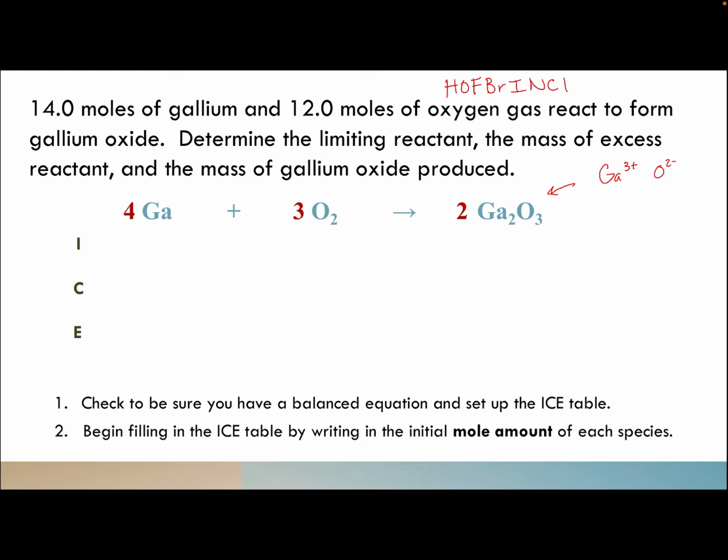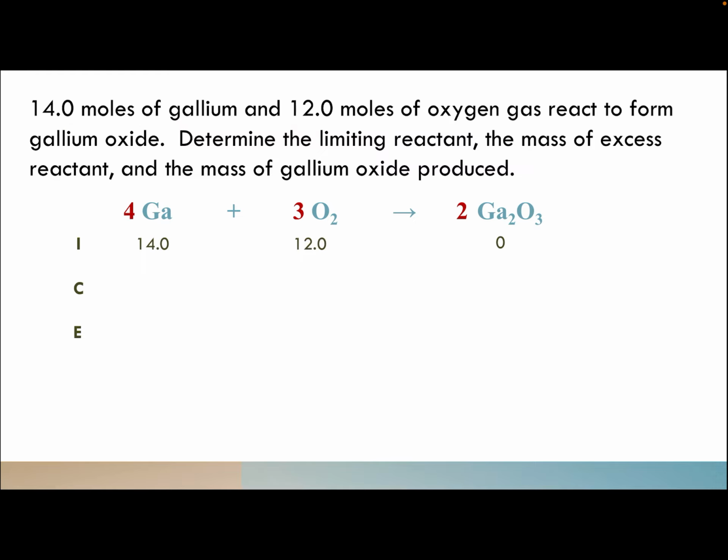Okay, our second step is to begin filling in the ICE table by writing in the initial mole amounts of each species. All right, so we have 14 moles of gallium and 12 moles of oxygen. So we'll go ahead, 14 moles of gallium, 12 moles of oxygen, and then we don't have any gallium oxide because we only have our reactants. So those are the first 2 steps. Pretty straightforward. Make your balanced equation, write ICE down the left side, and then fill in the I line.